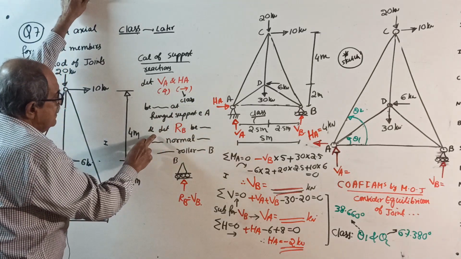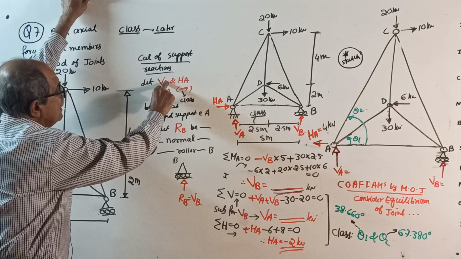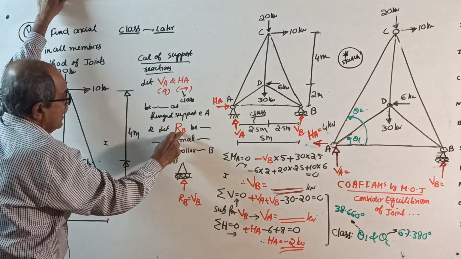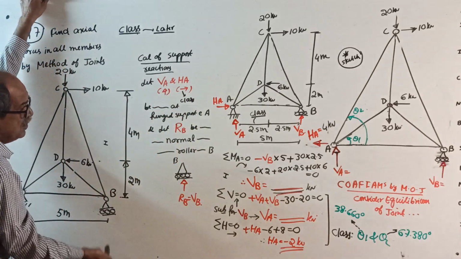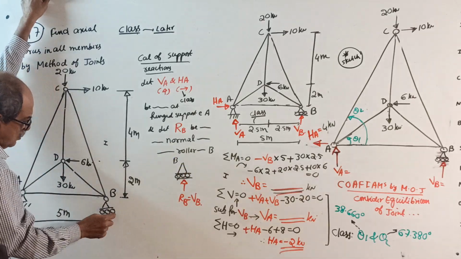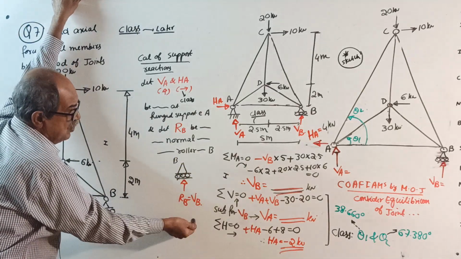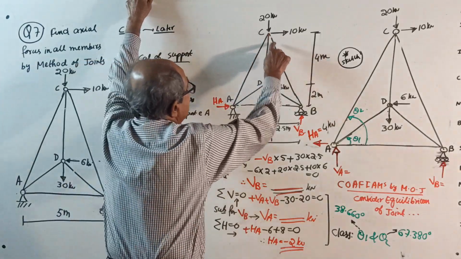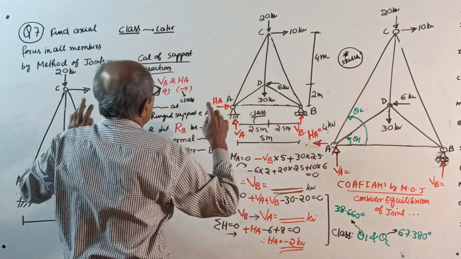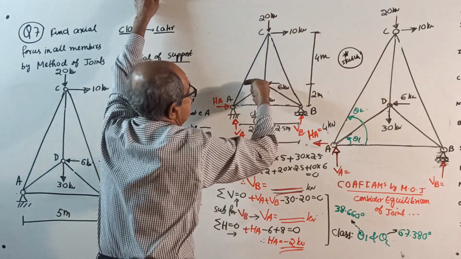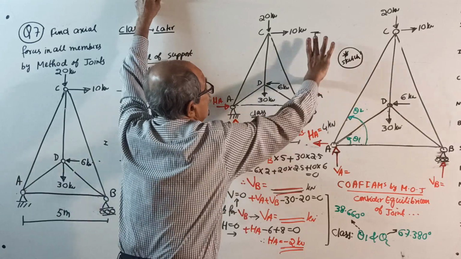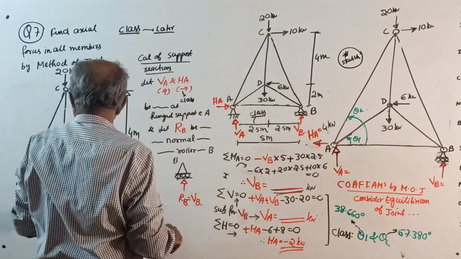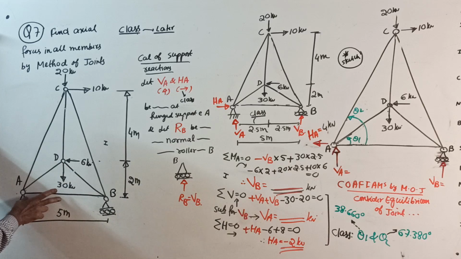See, and let B have what? Let RB be the reaction normal to the plane of the roller at B. Since the roller is on a horizontal plane, this RB equals VB. This you all know. Okay. Now, draw a neat sketch here. These joints need not be marked now. 20, 10, 6 this way, 30. Now, 2 meter, 4 meter. This is 5 meter. But this distance is not given.